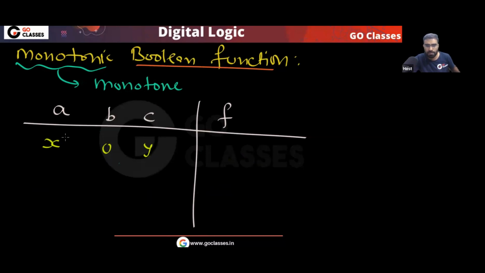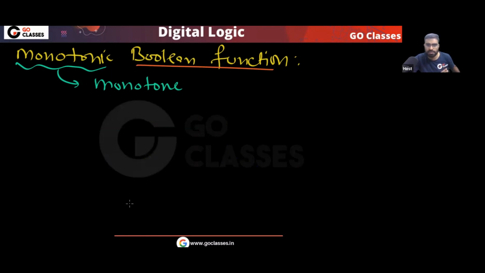But notice, for this combination, if the function value is 1 and I change a single input from 0 to 1, then this function value should not decrease. In this situation, the function value will be what? That will be 1. I hope you understood. Please tell me, did you understand this point? Is this clear?